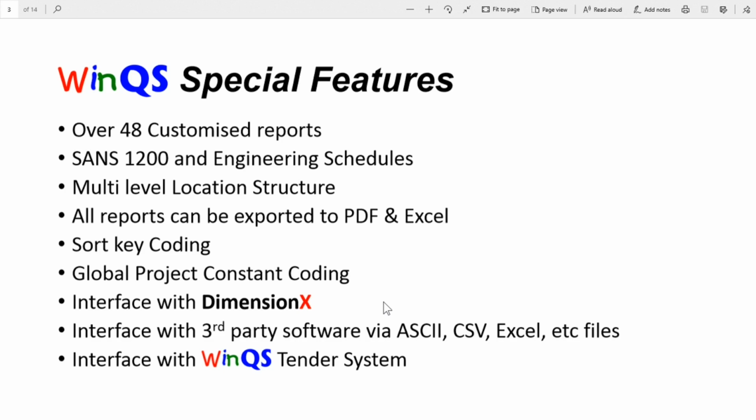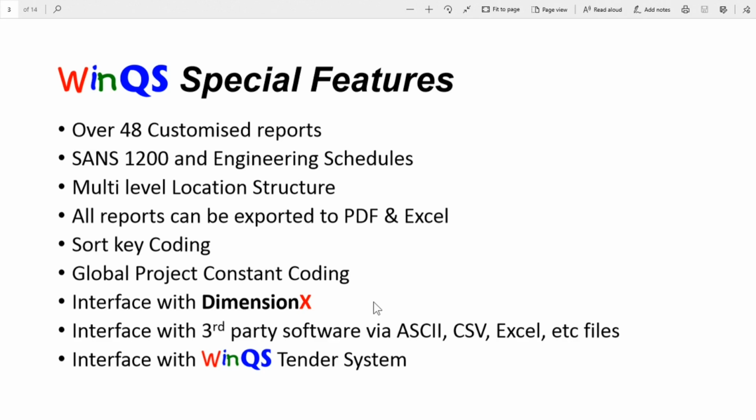It includes bill column layouts for SANS 1200 and engineering schedules where the user can insert payment references. It includes a multi-level location structure, which means you can really measure into a specific area of a building, and if you measure in a specific location, you will have the ability to report cost on that specific location. So the more detail you start off with in your location structure, the more information you can extract from your project. All reports can be exported to PDF and to Excel.